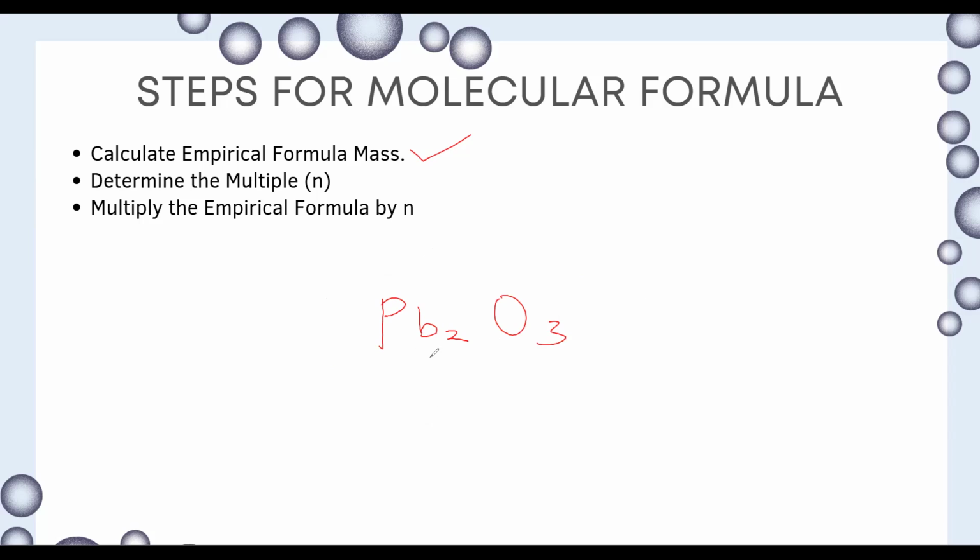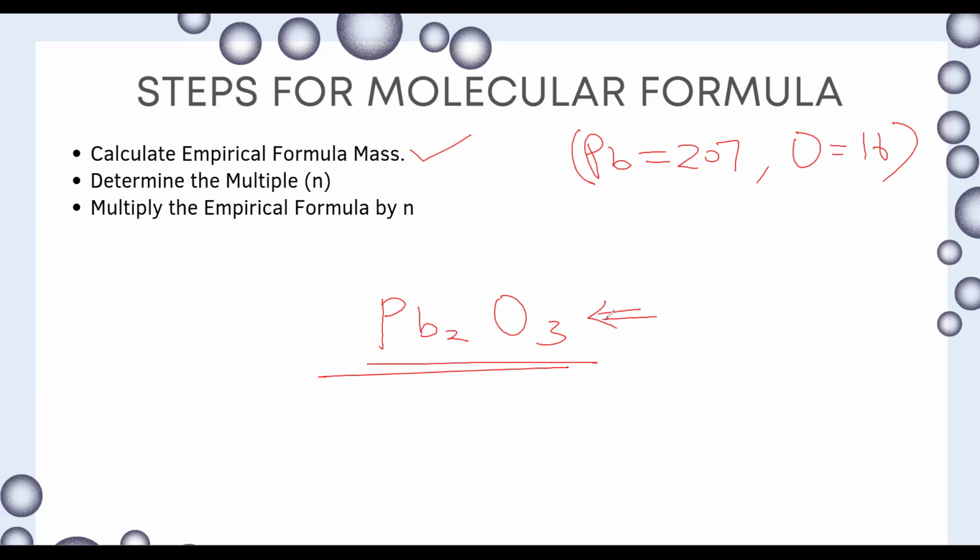So if we have been asked to calculate the molecular formula, what we will simply do is calculate the formula mass of this. How do we do that? We'll simply use their atomic masses. Remember, for lead, Pb, the atomic mass is 207. And for oxygen, the atomic mass is 16. We'll simply come to the empirical formula and put in their values.